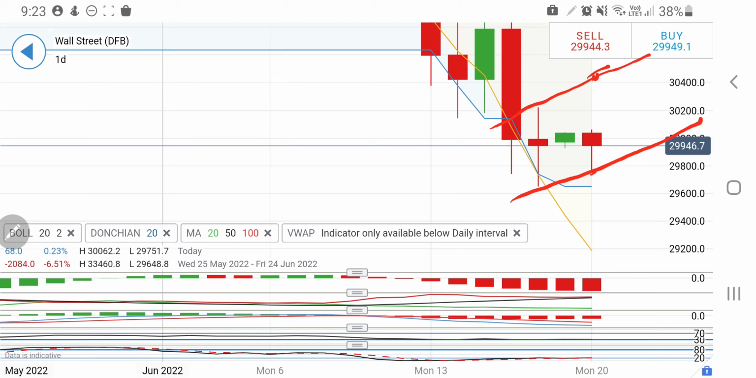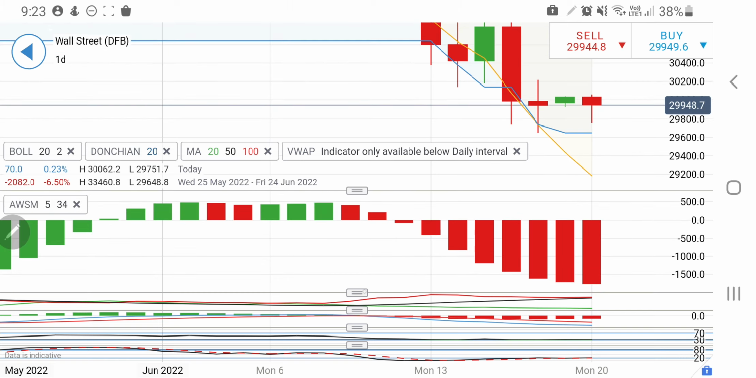If it sustains above 30,050 levels, stay long, and then 3,200 is the first target. 3,400, 3,500, 3,600 levels can again be seen. Below 29,750, go short for 29,600, and then below that we may see a good fall.